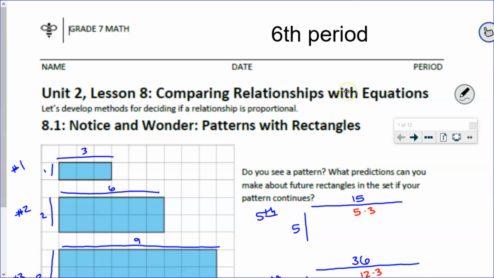In our last lesson, we compared relationships with tables, where we were given tables and we were asked to identify whether or not they were proportional. And we can do that by looking at the table. But what we're going to be doing here is we're trying to transition away from tables, where if all I have is just the equation, can I still identify whether or not it's proportional? And the answer is yes, we just need to build that skill.